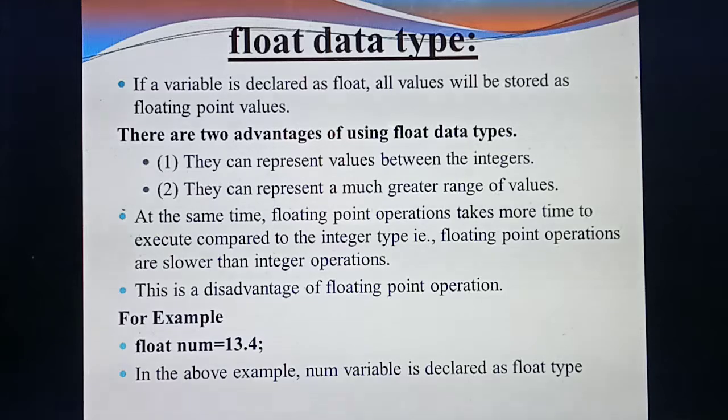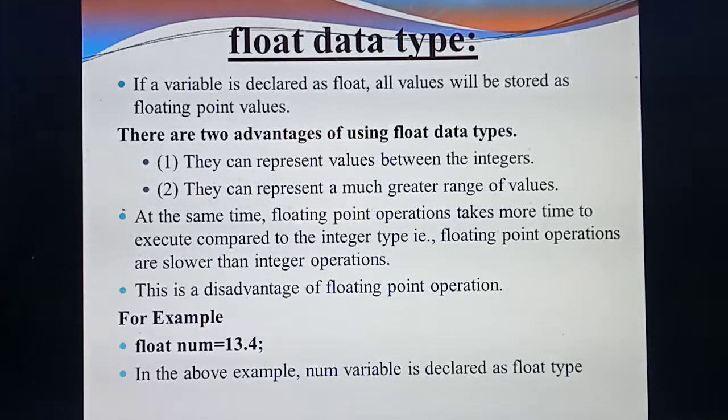Between two integers, if you need to represent an accurate value, which data type can you use? Float. So you need to represent the value 5.5. But if you are using the int data type, you can represent either 5 or 6. 5.5 is not possible. But if you are using the float data type, you can represent the accurate value, for example 5.5. That means between two integer values.